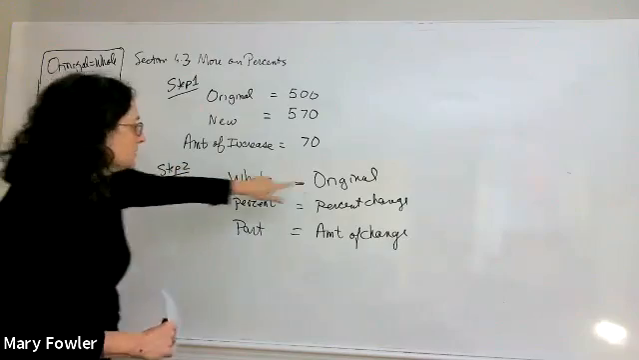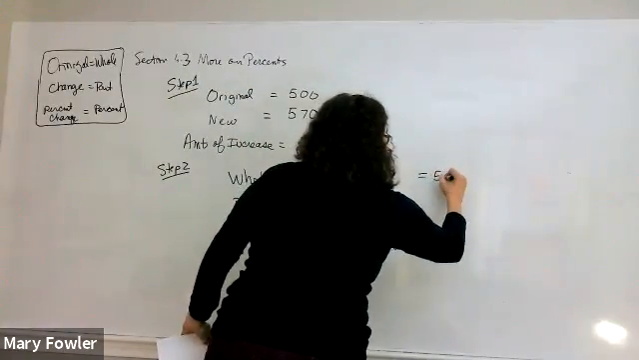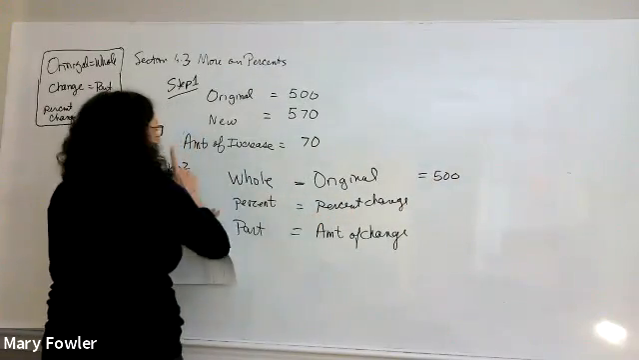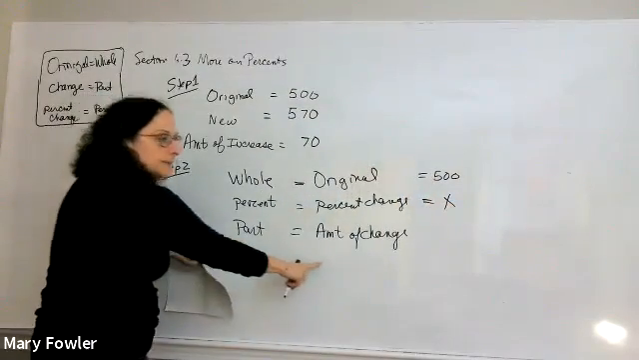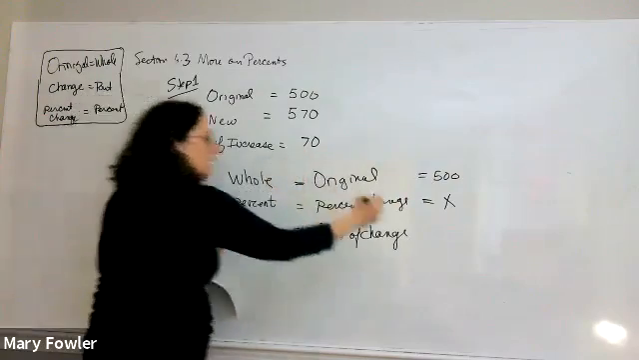So now what I'm going to do is line up. Whole is original, and so the whole is 500. Percent is the percent change, and that's what we're looking for. And the part is the amount of change, which we calculated in step one as 70.